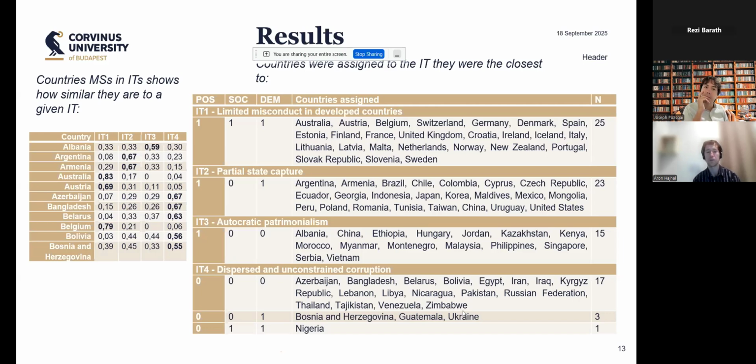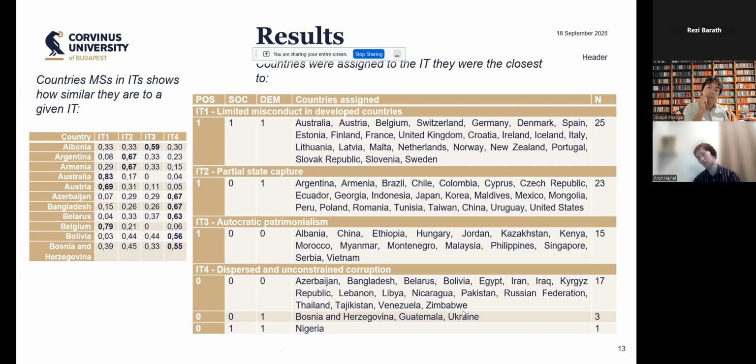The third group is autocratic patrimonialism. There is Hungary, where we are from, for instance, which is, I think, a very typical case of a country where corruption is very centralized. This is what we see in Hungary. And other countries which are not very democratic, but have a rather strong central state, which is able to implement centralized corruption networks.